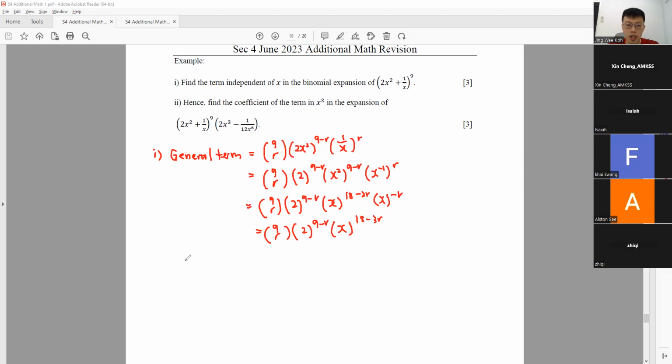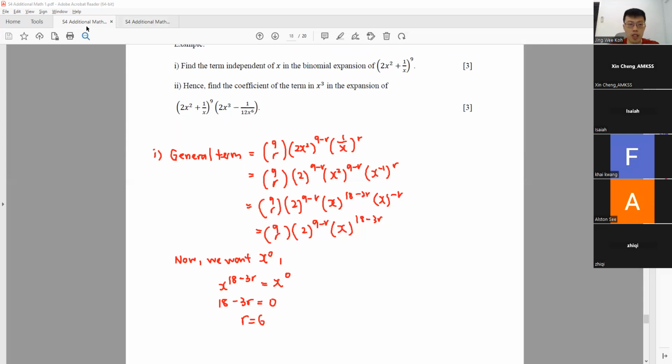So now we want x to the power 0. In these, only this one will contribute to my x to the power 0. So this must be equal to x to the power 0. Then 18 minus 3r will be equal to 0. r will be 6. So r is 6. That will give me my term independent of x.